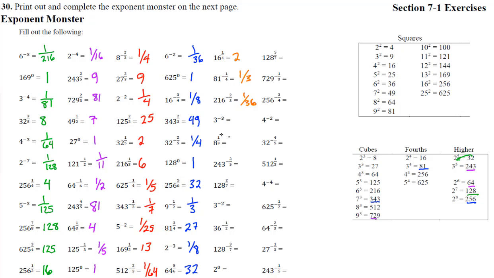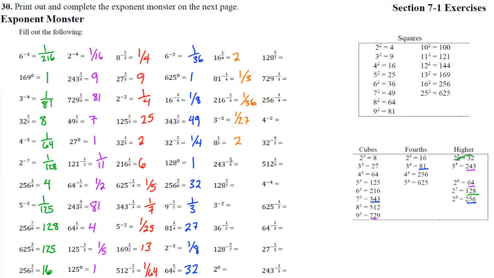Okay, 3 to the negative 3. So we're going to cube it, which gives us 27, and then the negative exponent, which is 1/27. 8 to the 1/3 power. That means we're going to take 8 and cube root it, gives us the number 2.